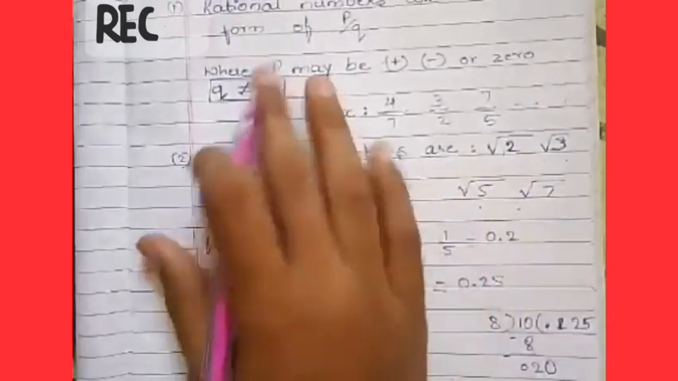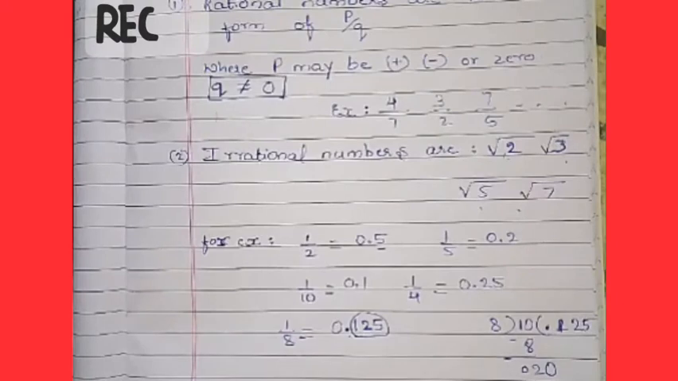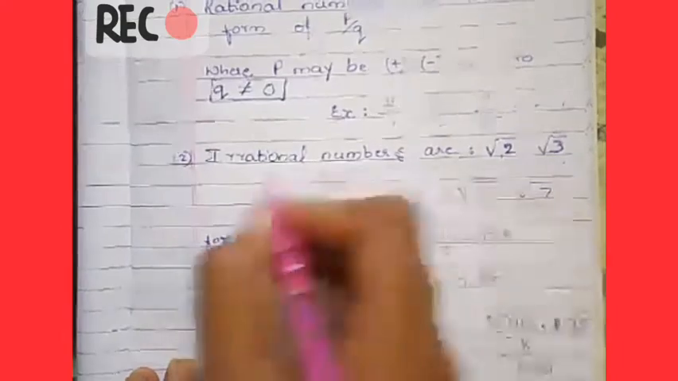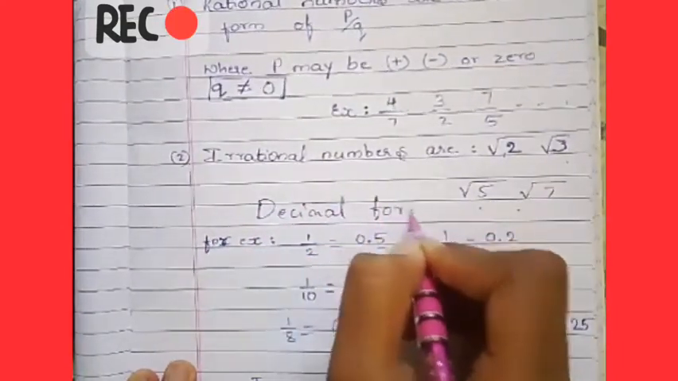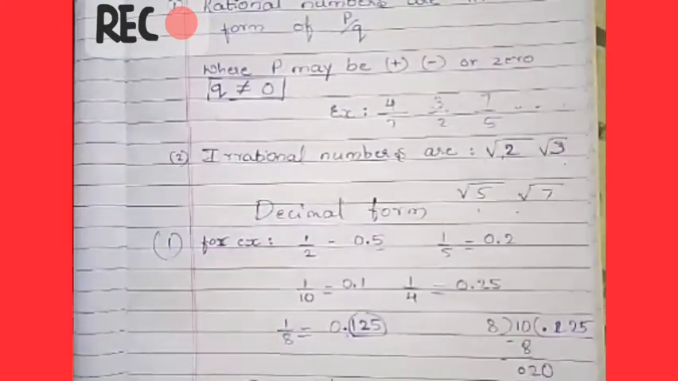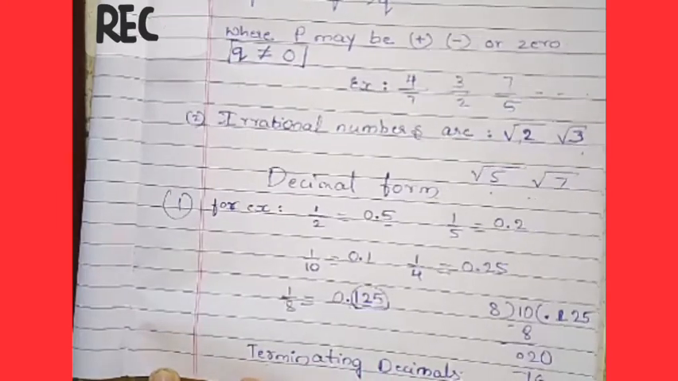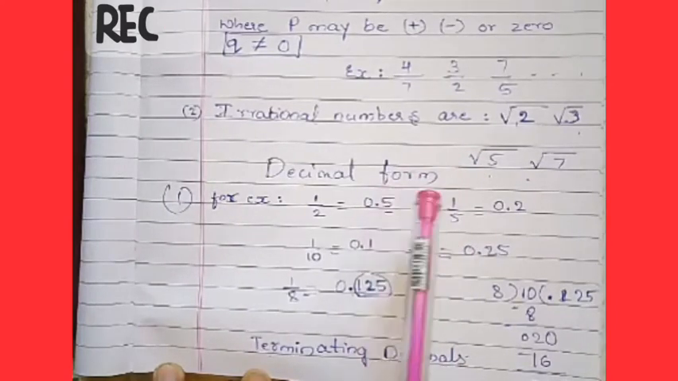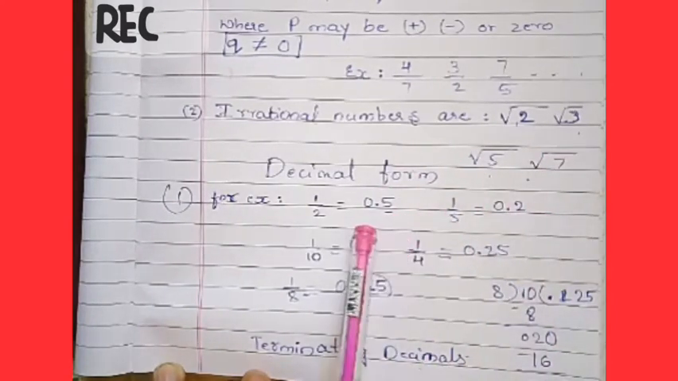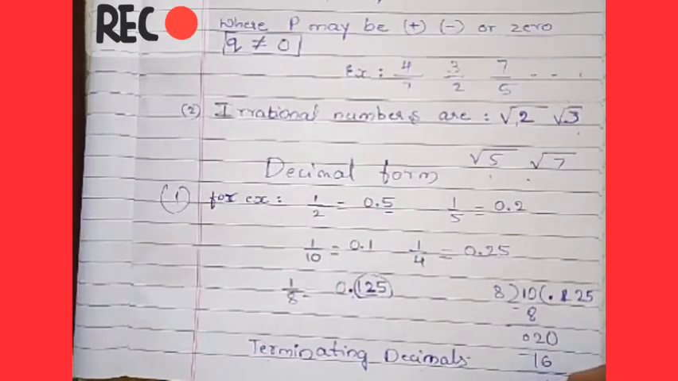Now we are seeing the rational numbers or irrational numbers in decimal form. This was the first category which we call terminating decimals. What are terminating decimals? If there are finite numbers after the decimal point, those are terminating decimals.